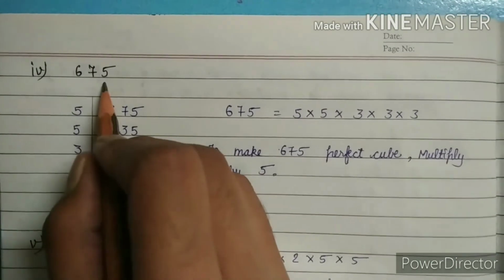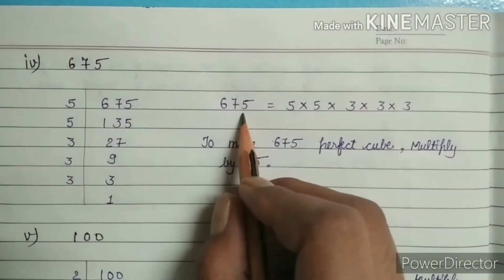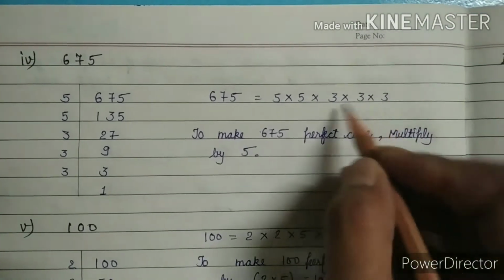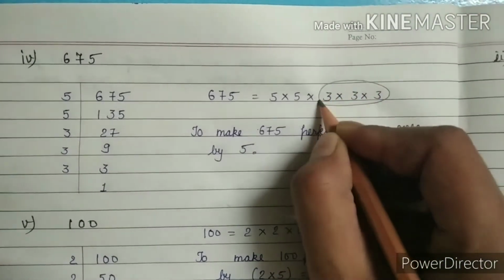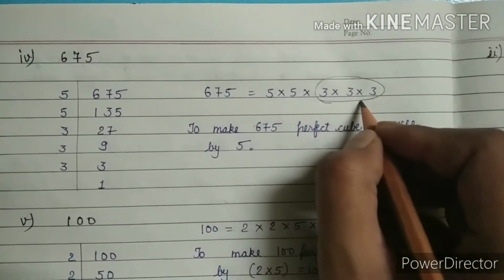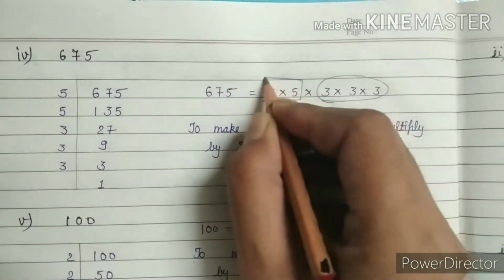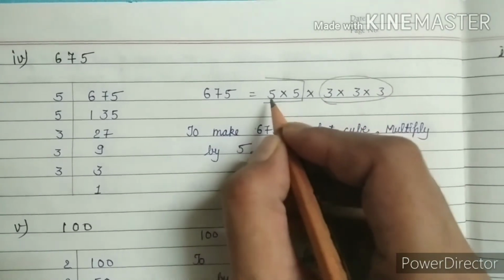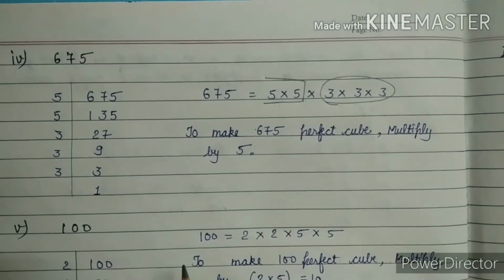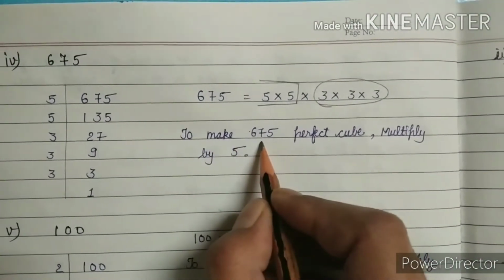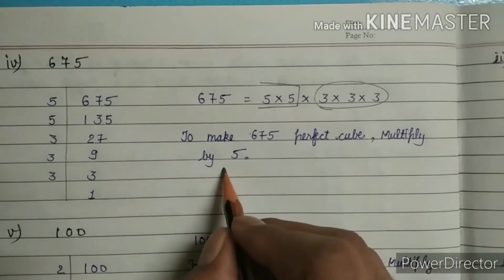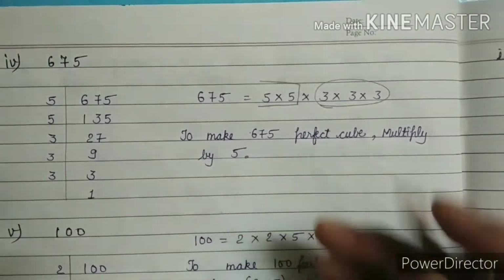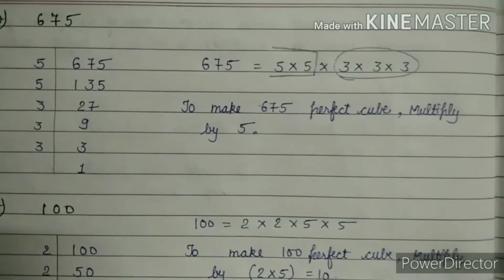Fourth, 675. The prime factors of 675 are 5 into 5, 3 into 3 into 3. So here we have the group of 3 numbers, three times, and here we have the incomplete group of 5. Why is this incomplete? Because we don't have one more 5. So to make 675 a perfect cube, we will multiply by 5, because one 5 is not there. So one 5 will be multiplied in 675.